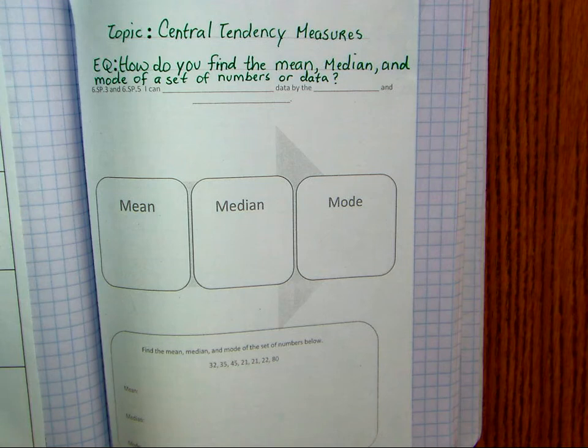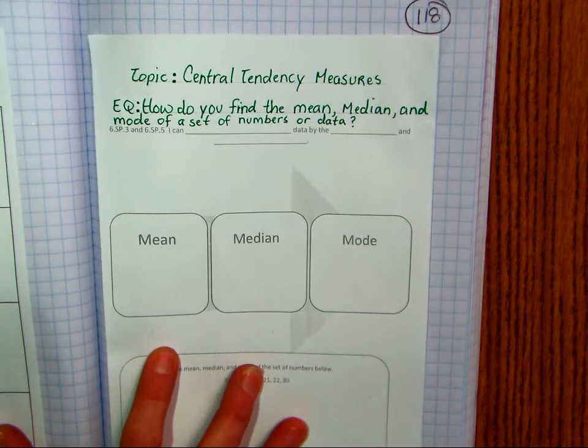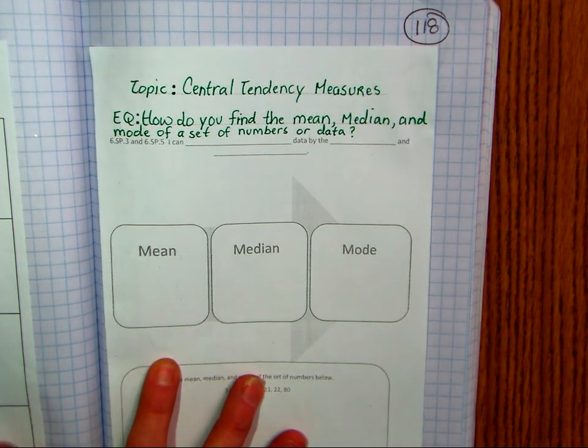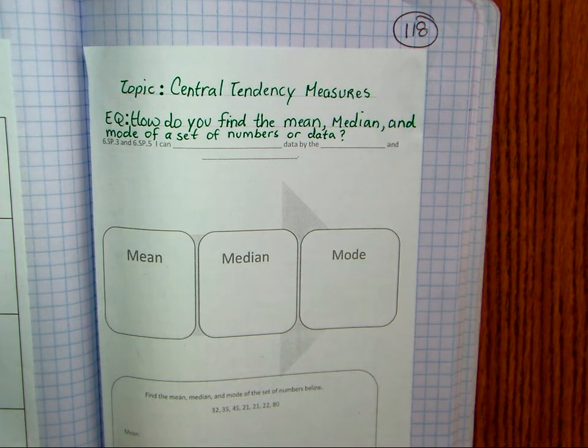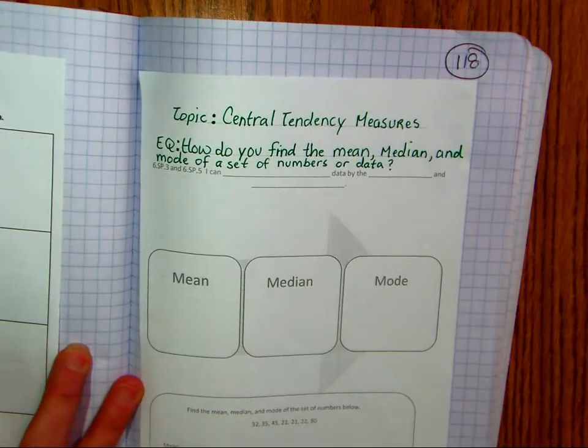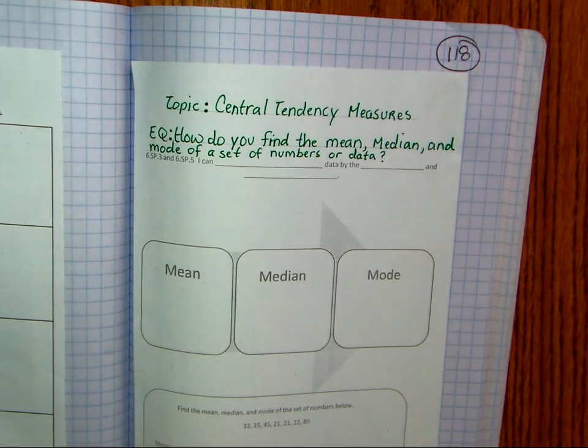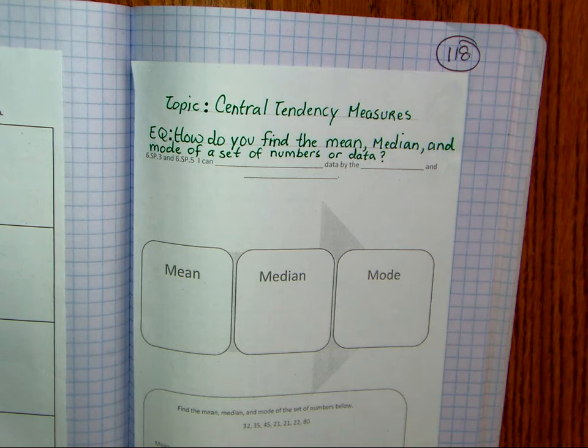So good morning. Today we are going to be taking notes on measures of central tendency. We will be on page 118 and 117. This topic page goes on to our page 118, and your practice is going to go on page 117. If you need to, you can pause the video so that you can add in your topic and essential question, but the class that I'm with right now already has done so, so we're good to begin.